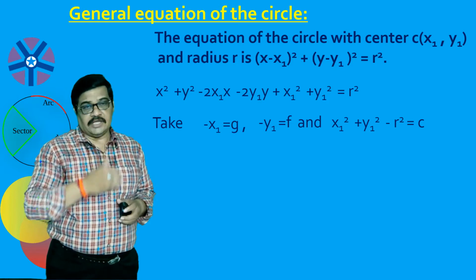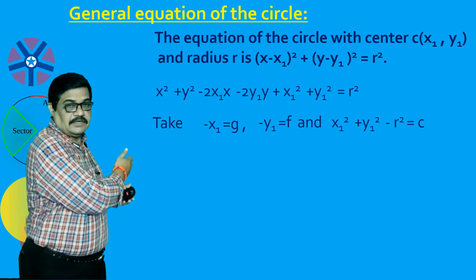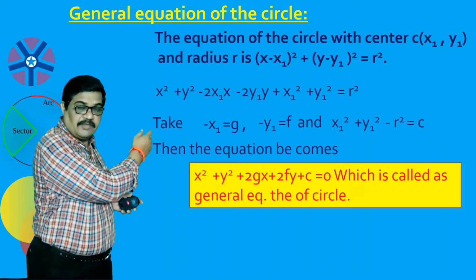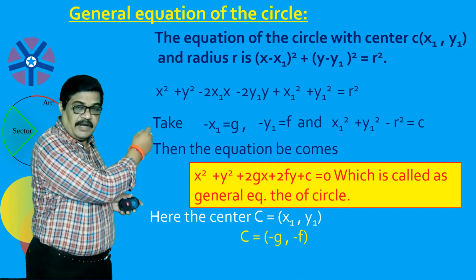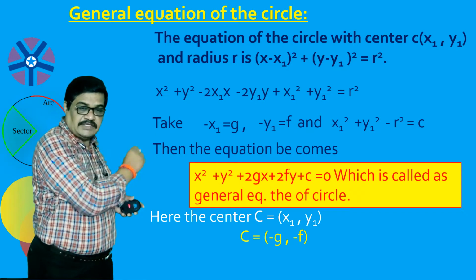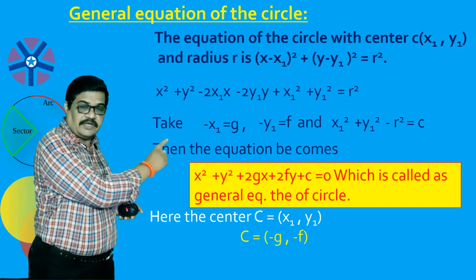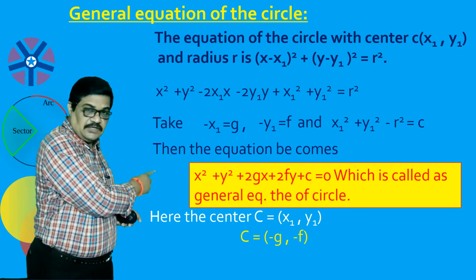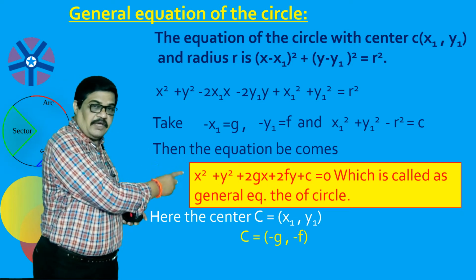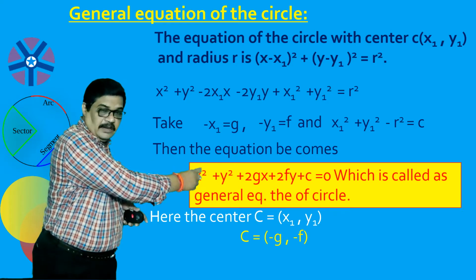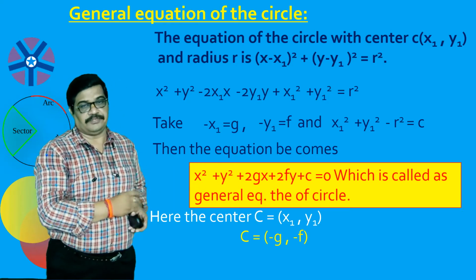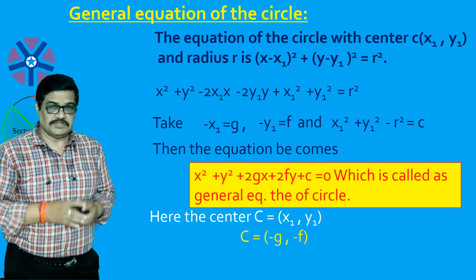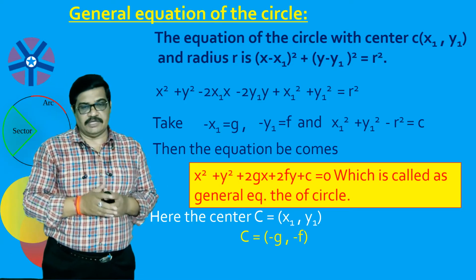Okay, then the above equation becomes like this: x square plus y square, in the place of minus x1 is g and minus y1 is f, and x1 square plus y1 square minus r square is c. Substitute, then we are getting this equation: x square plus y square plus 2gx plus 2fy plus c is equal to 0, which is called the general equation of the circle. So this is the general equation of the circle.